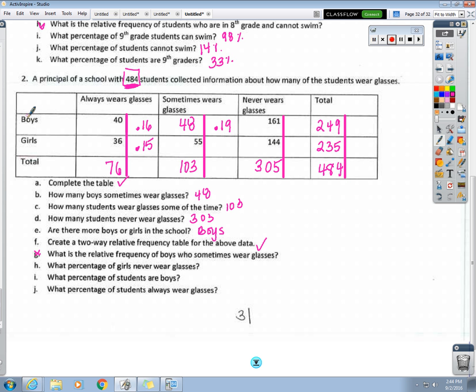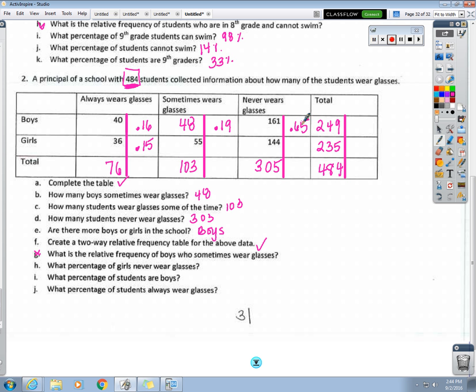Okay, so to figure out how many boys always wear glasses, you just do the boys that always wear them out of the total number of boys. So like 40 divided by 249. And so to find out the boys who sometimes wear them, you do 48 divided by 249. So how do we figure out how many boys sometimes or never wear glasses? Right, which is?